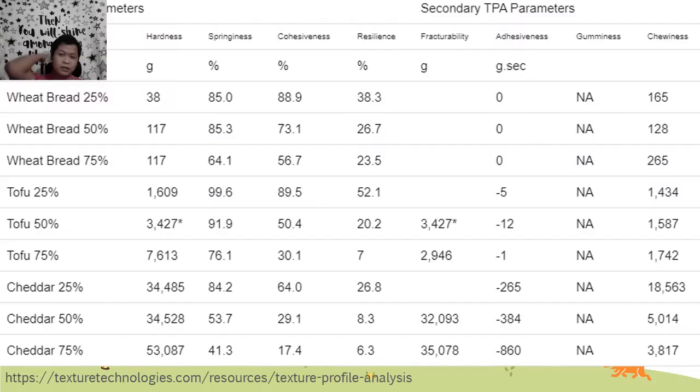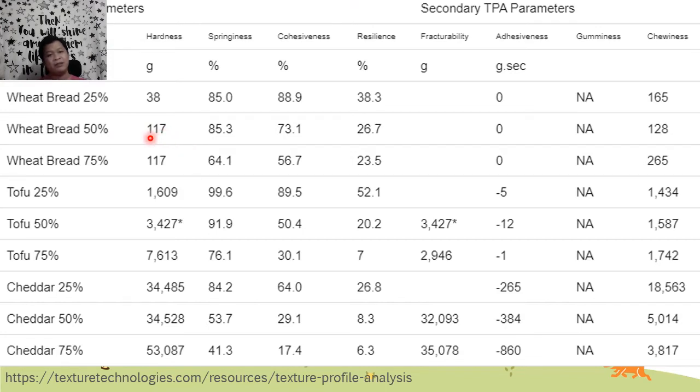to be exact. So ito naman is an example of various TPA parameters for a collection of food. So as you can see, in this case, yung 25, 50, and 75% refers to yung testing conditions at which point madedetermine yung hardness. So in this case, you can see sa wheat bread, definitely if you set a deeper compression, you're likely to get a higher hardness value.